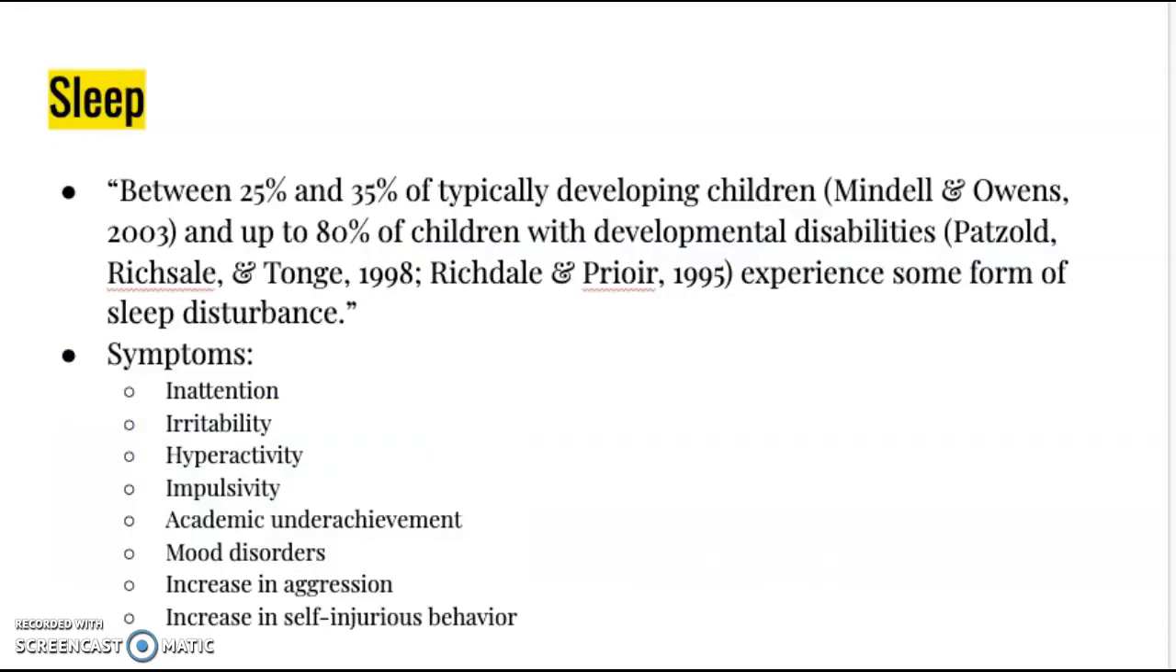Sleep. Between 25% and 35% of typically developing children and up to 80% of children with developmental disabilities experience some form of sleep disturbance. Sleep disturbance symptoms may include inattention, irritability, hyperactivity, impulsivity, academic underachievement, mood disorders, increase in aggression, and increase in self-injurious behavior. These symptoms often look like other disorders such as ADHD and autism. Therefore, doctors often diagnose without implementing sleep interventions first.